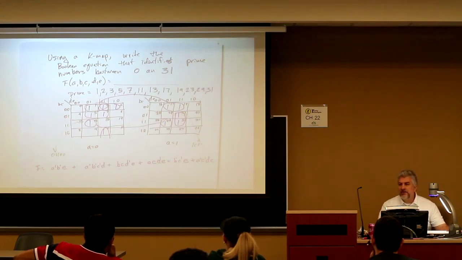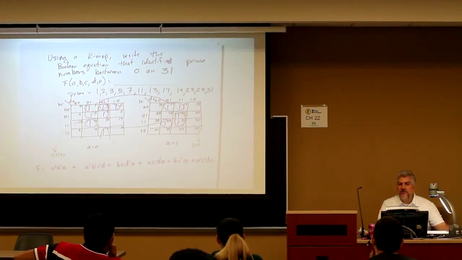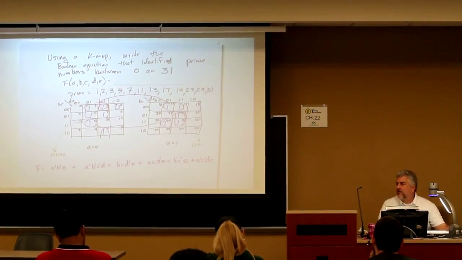All right, so who would have been able to solve this in a quiz? No way on earth, huh? All right, and so that is an example of using a K-map for prime numbers.